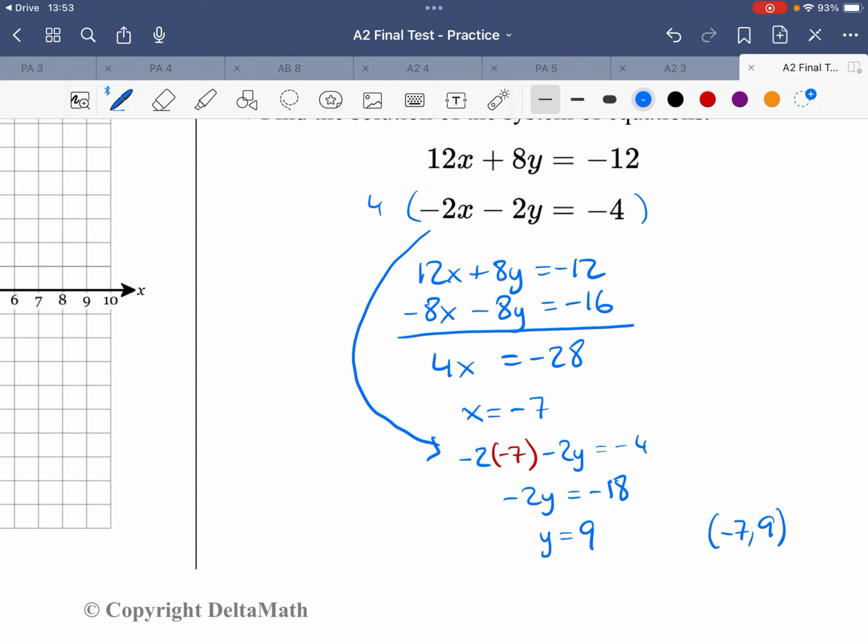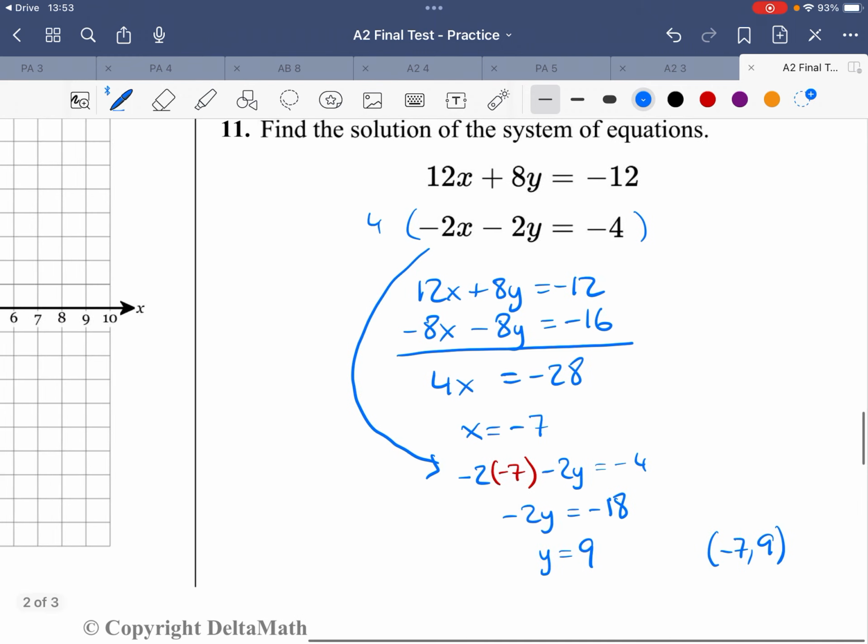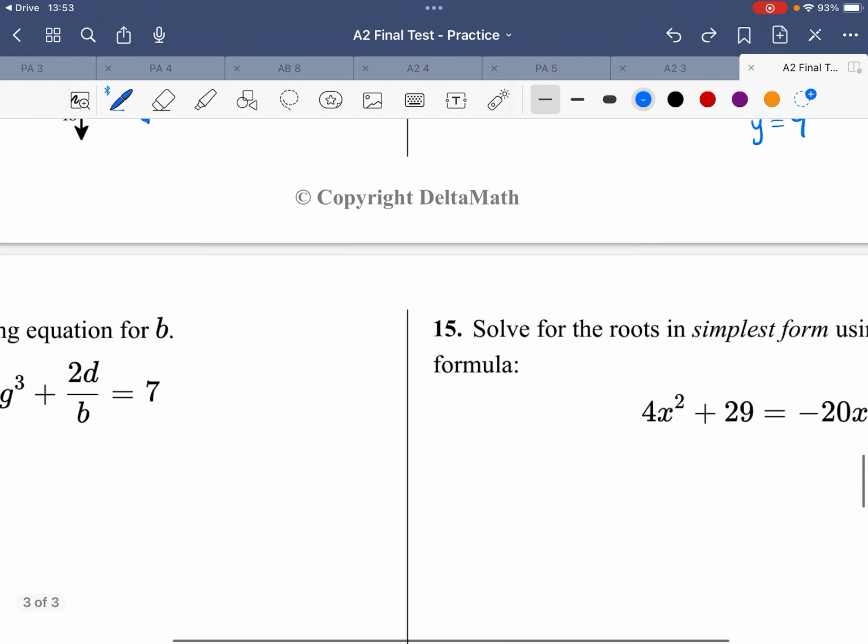Now let me test it. When I plug in negative 7 times 12, I get negative 84. And then 8 times 9 is plus 72, equals negative 12. So that's correct. And then for the second one, I get negative 2 times negative 7 is 14, minus 18 equals negative 4. That works too. Always remember to check your answers.